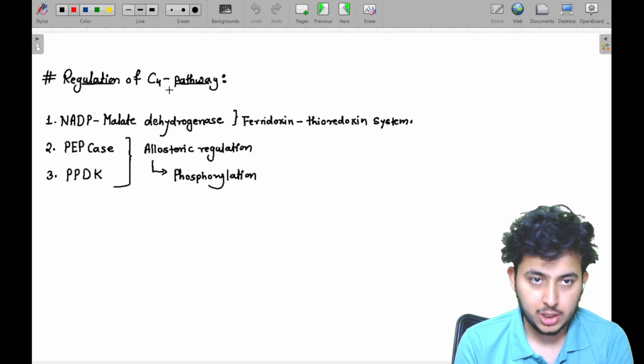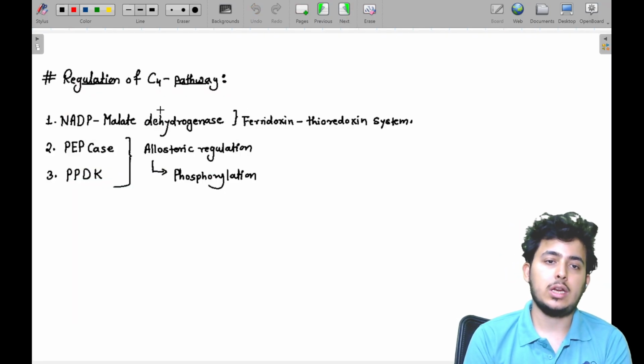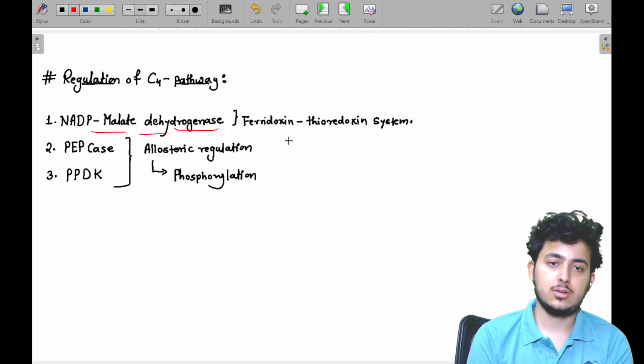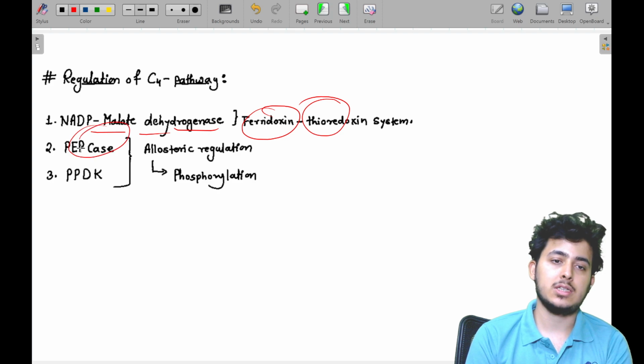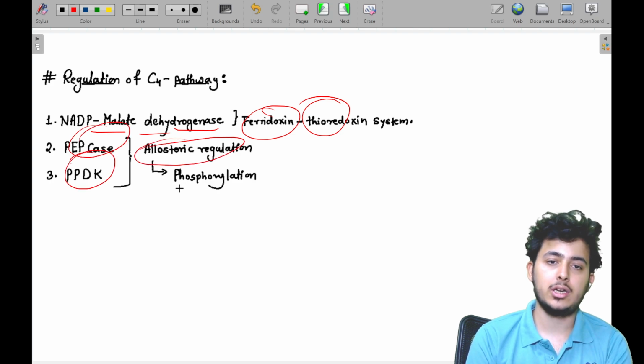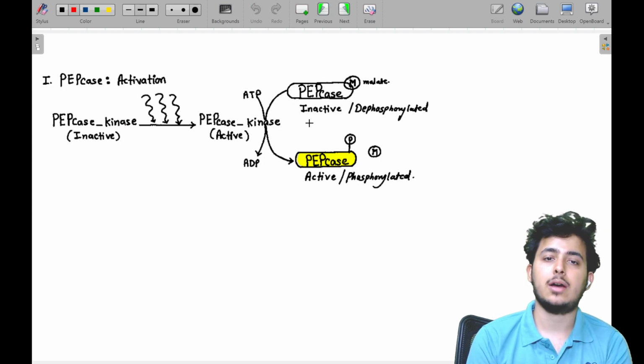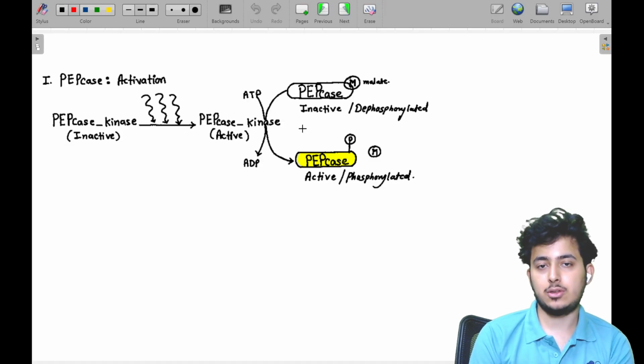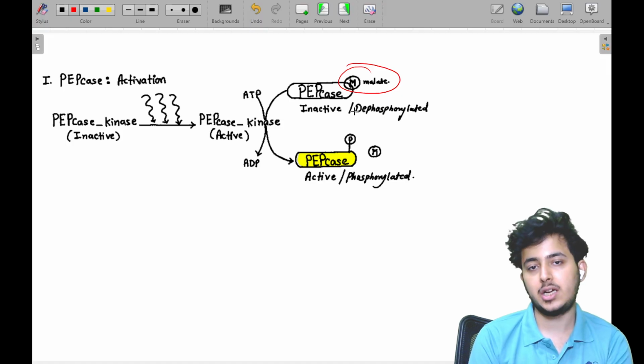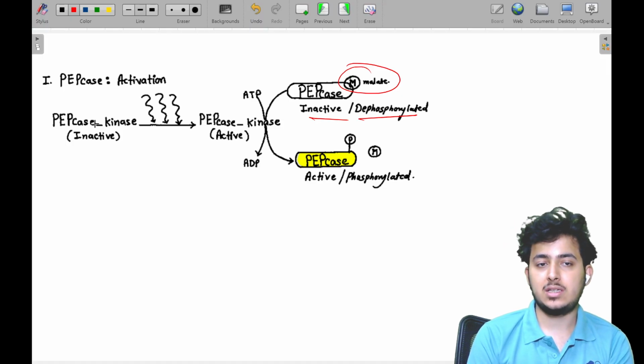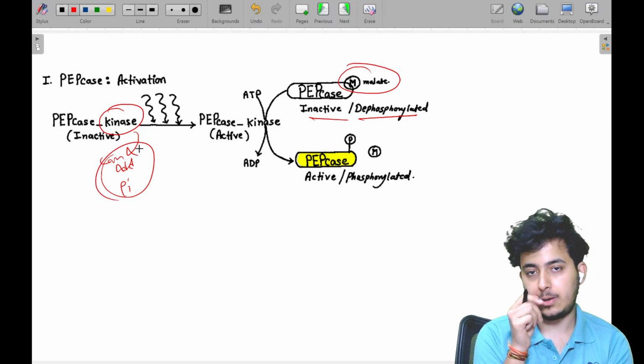And then we talk about the regulation of the C4 pathway. So you can have NADP malate dehydrogenase, ferredoxin thioredoxin system I taught you in the previous lectures. PEPcase and PPDK can be allosterically regulated by phosphorylation. How it is happening, let's see. So for PEPcase inactivation, basically PEPcase is inactive due to the presence of malate at its active site, so it is dephosphorylated and inactive. And there is the PEPcase kinase enzyme, that can add a phosphate group, okay, can add Pi to your enzymes.